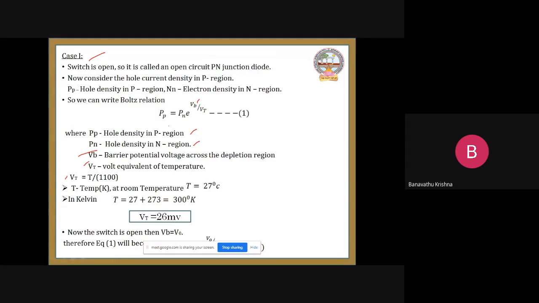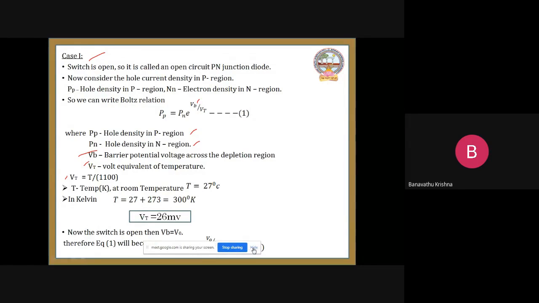Let us see here. Pp means the hole concentration in the P side, the change in density. As I told you in the previous slide, the change in density of holes decreases exponentially as the distance increases from the junction. So Pp equals Pn into e power VB by VT.